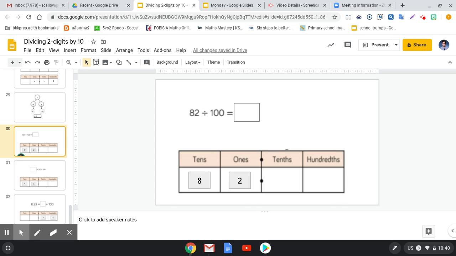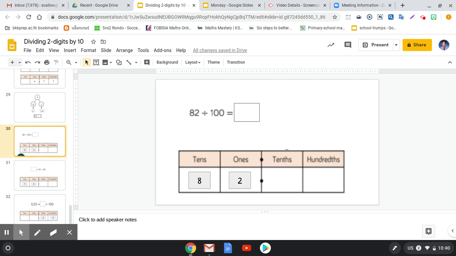So this time we're going to be dividing 2-digit numbers by 100, but the same rules apply. We're going to be using a place value chart again, but instead of counters, we're going to be using numbers. So rather than a manipulative, rather than something pictorial, or if it was a real counter, something we could touch, this is abstract. These are just purely digits, numbers.